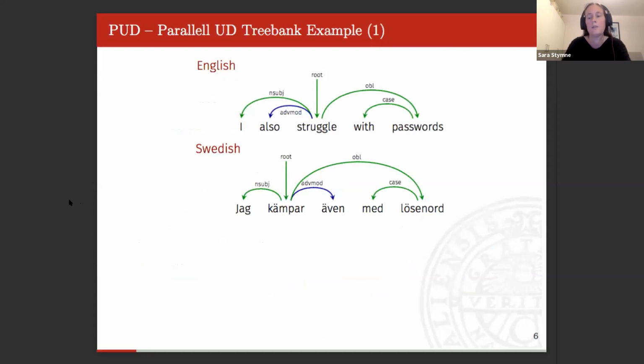Just as a further example, this is an example from the PUD, the parallel UD treebank. It's a treebank with 1,000 sentences that have been translated, and it exists for around 15, 20 languages, something like that.